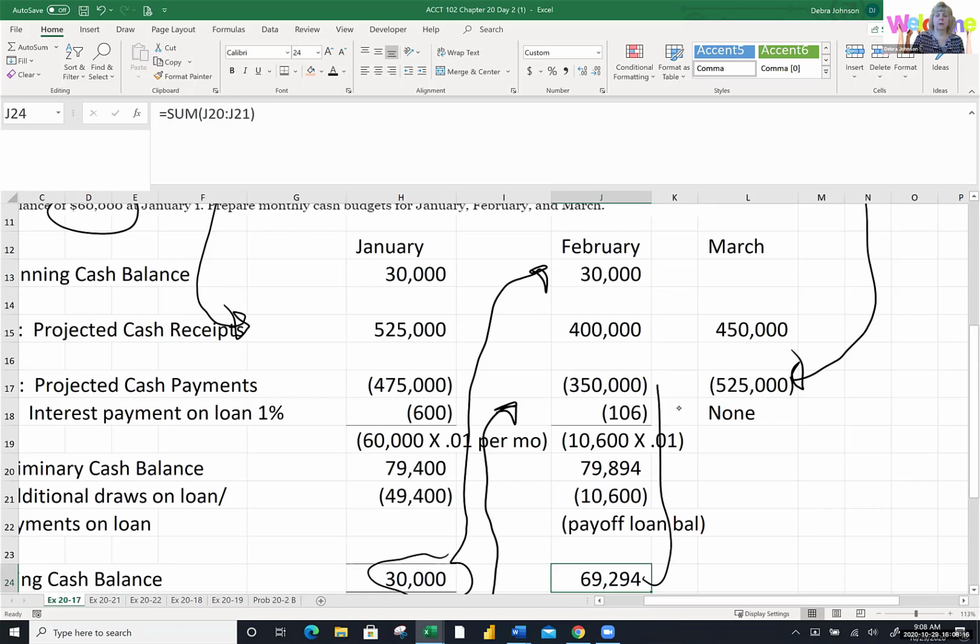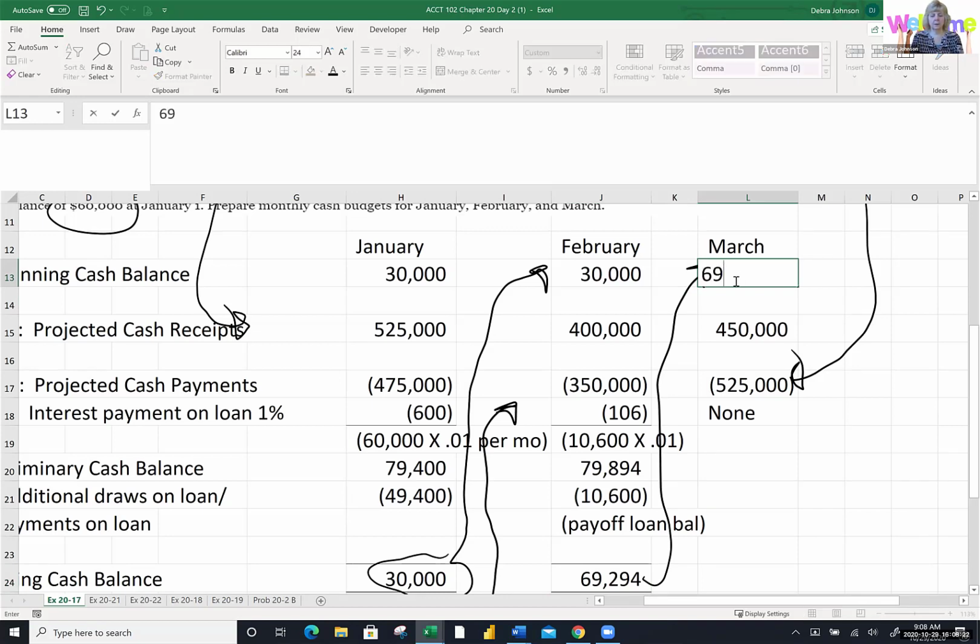My ending balance from February will be my starting balance for March, 69,294. I have a $450,000 cash receipt. And here's an uh-oh. It's never good. You guys have probably had experience with this at home. It's never good when you have more going out than what you have coming in. Okay, but we had a little padding there. So we are ready to run the numbers.